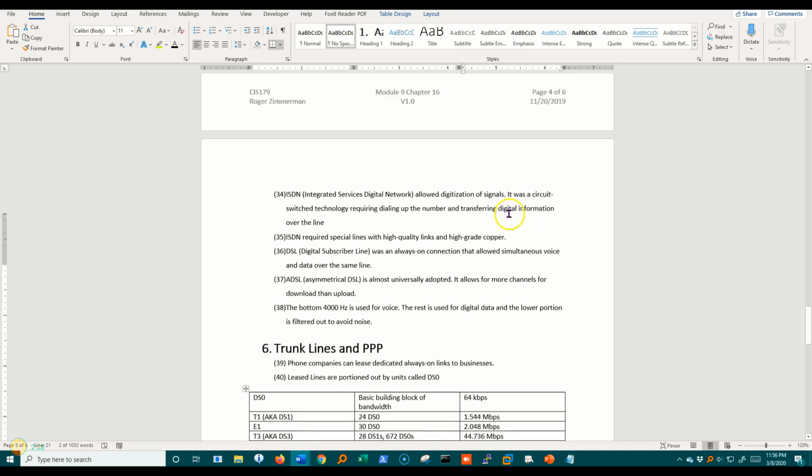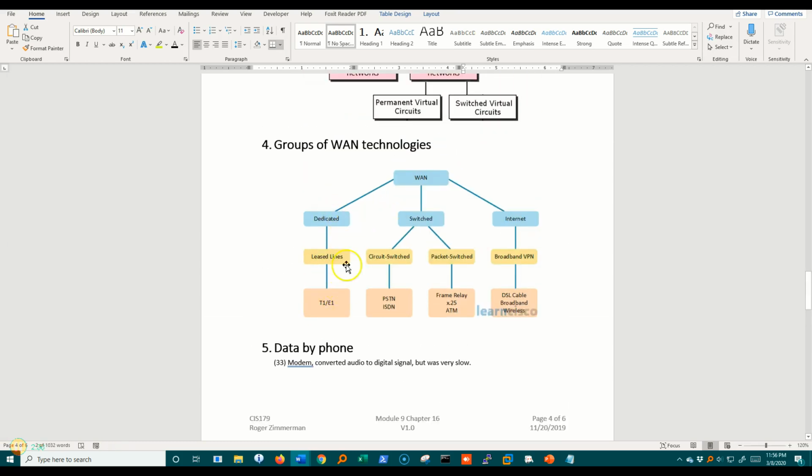So that's it now for the little bit extra information about these. So we've covered this leg, we've covered this leg, and now we're going to go on and cover this next leg, the packet switched technologies over here.